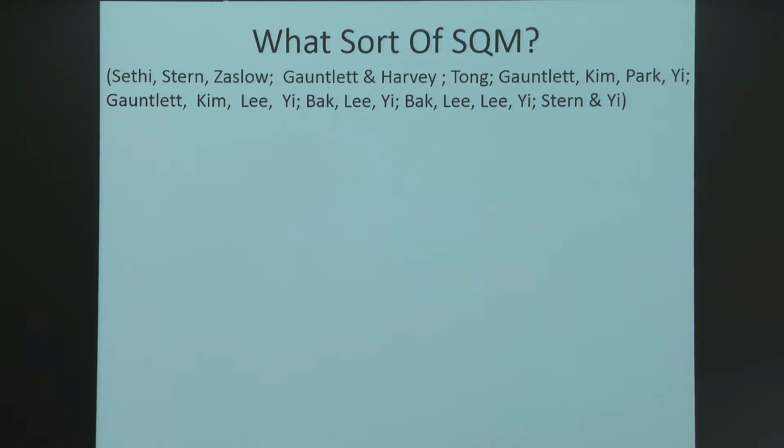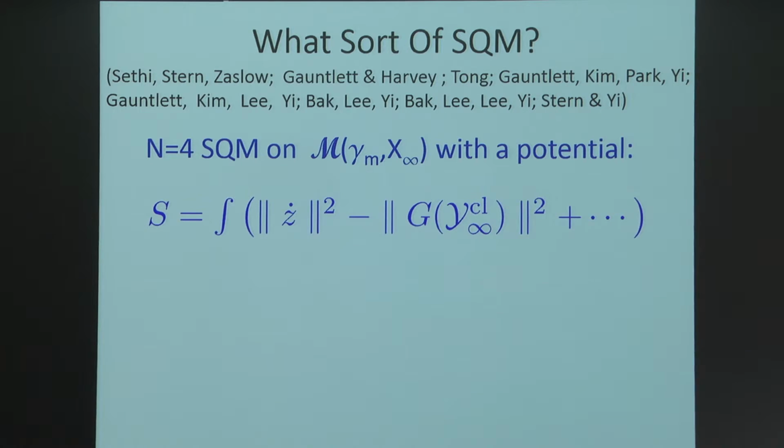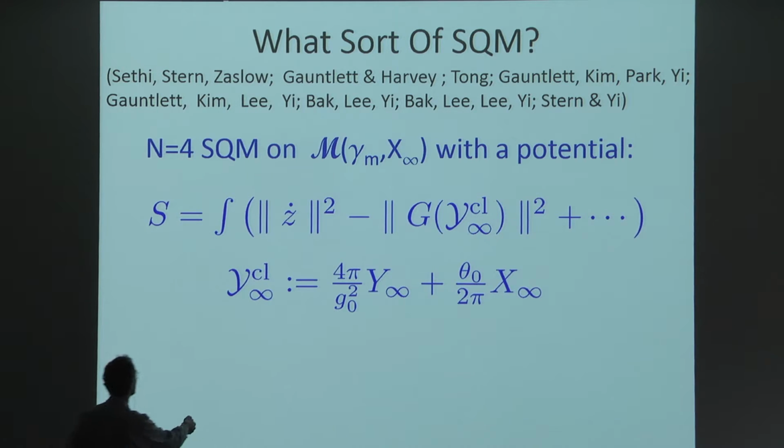Well, that was a subject which was intensively studied in the mid to late 90s by a number of people, some of them here. And the answer is that you get N equals 4 supersymmetric quantum mechanics on the moduli space with a potential. So this is the usual kinetic term. This is the potential term. So remember those killing vector fields, G of H? The potential is G of H squared, where the element H in this case is made out of the Higgs vacuum expectation values in this way, with this curly Y sub infinity.